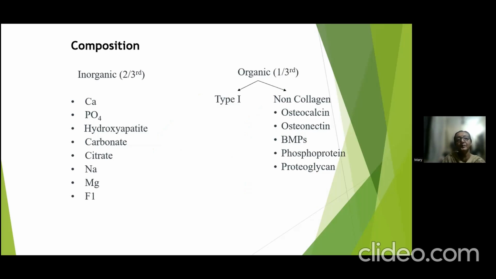That is, the inorganic materials mainly contain calcium, phosphates, hydroxyapatite, carbonates, citrates, sodium, magnesium, and fluorides. The organic constituents include collagen and non-collagenous proteins. Collagen includes mainly type 1 collagen, and non-collagenous proteins include osteocalcin, osteonectin, bone morphogenetic proteins, phosphoproteins, and proteoglycans.